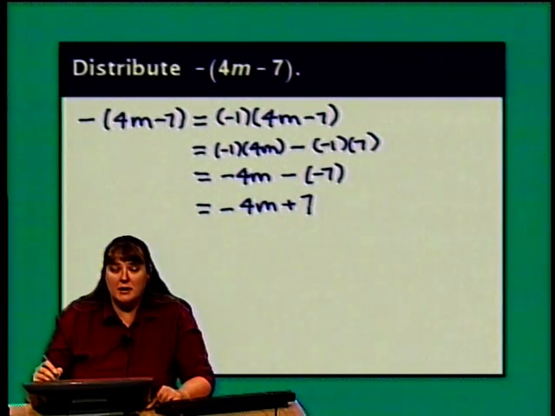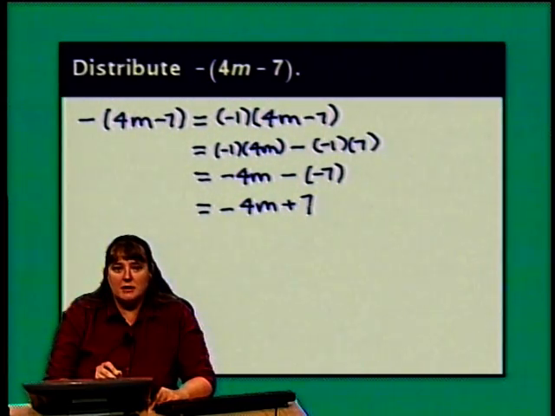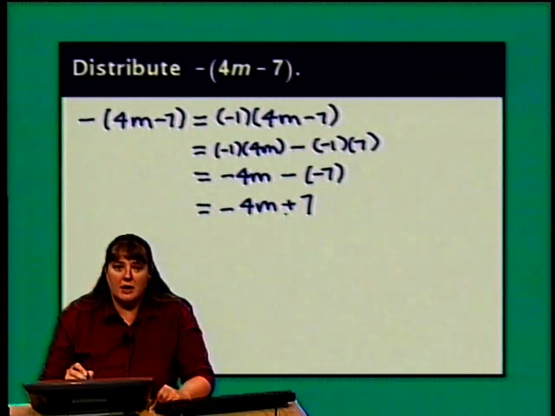Now something I want to point out here is what we've essentially done with this original problem is distribute the negative through the parentheses. In the original problem, inside the parentheses, I had positive 4m minus 7. After I distributed the negative through the parentheses, I ended up with negative 4m plus 7. So a shortcut for distributing a negative through parentheses is to change the sign of each of the terms in parentheses. In this case, our 4m became negative 4m, and our minus 7 became plus 7.